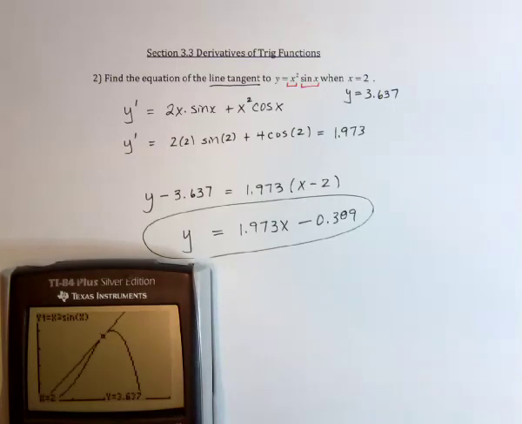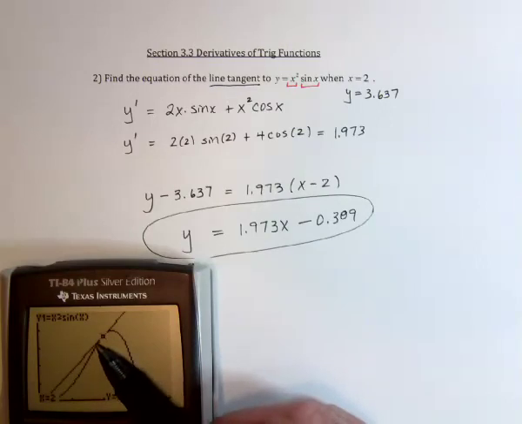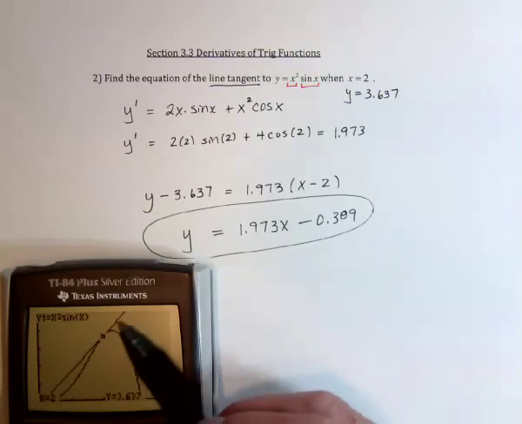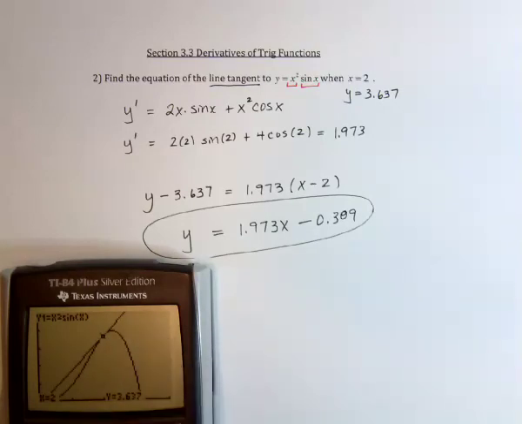You can also trace, and again there's the 2. So sure enough, it basically grazes the graph right there. And then keeps going. That seems to be it.